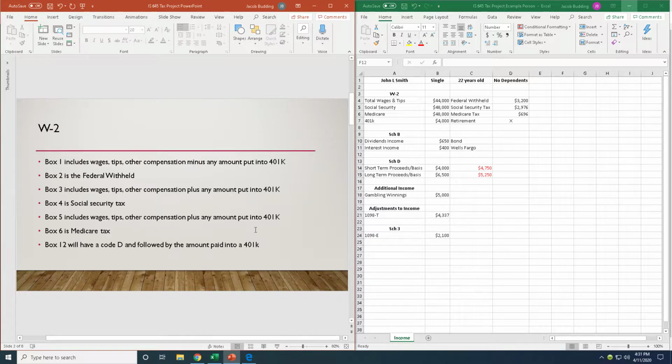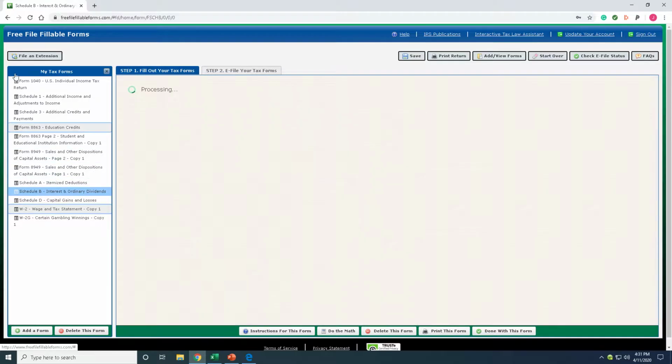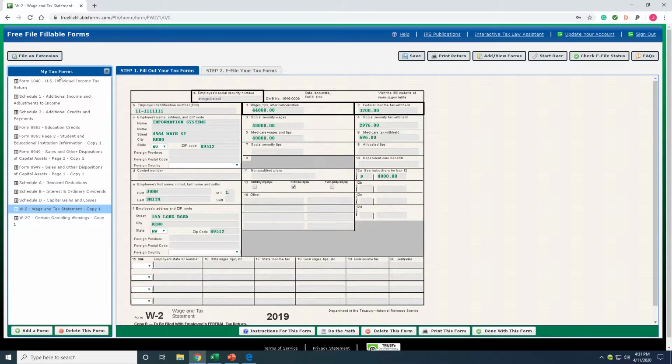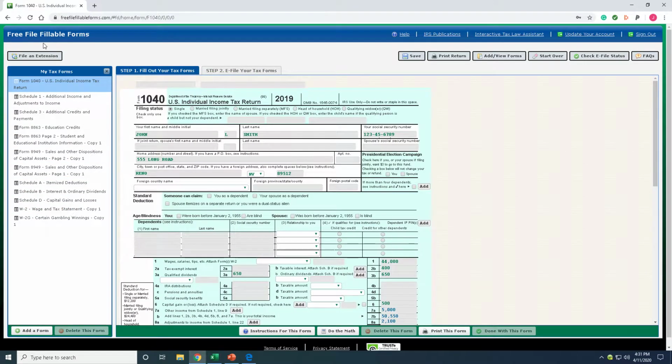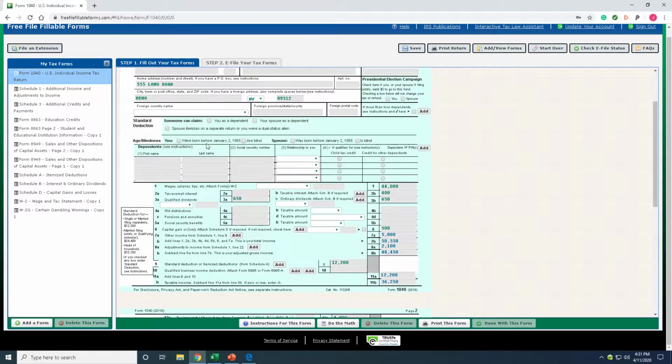All right. So the W-2, let me pull up the tax software. We are going to be using free file fillable forms. As you can tell by the title, it's free. That's why I wanted to use this one. And this is where you just put in your information, John L. Smith, random social, all this information is made up. And all the numbers are currently in.